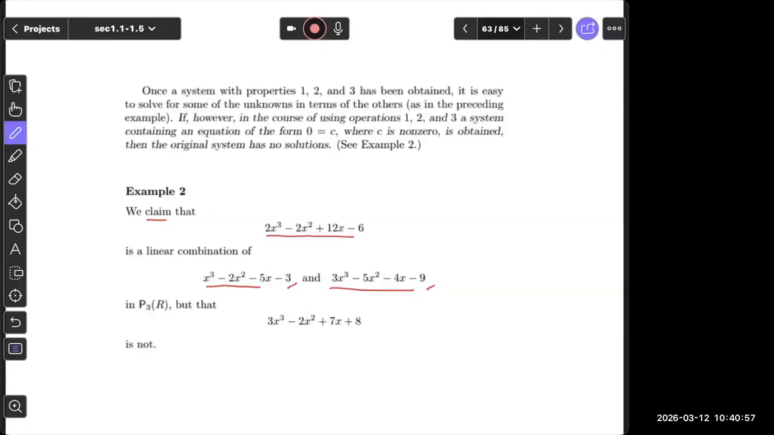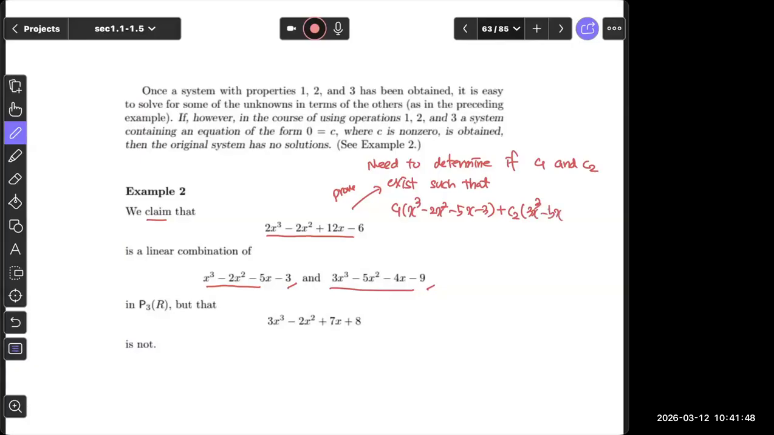If the first polynomial is a linear combination of the next two polynomials, then we need to determine if two numbers, say C1 and C2, exist such that C1 times (x cubed minus 2x squared minus 5x minus 3) plus C2 times (3x cubed minus 5x squared minus 4x minus 9) equals the given polynomial.